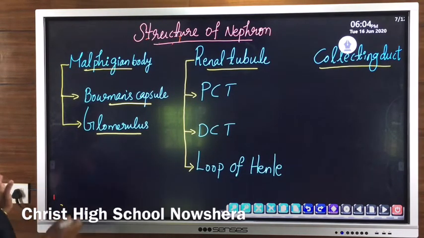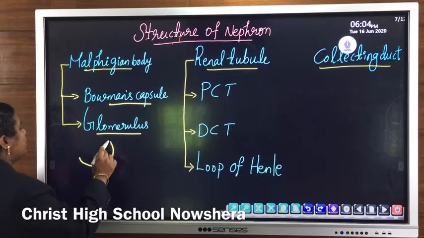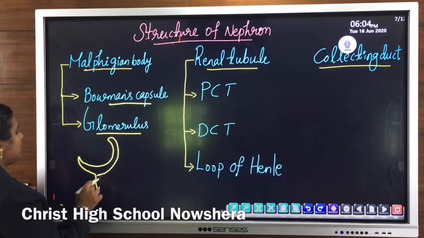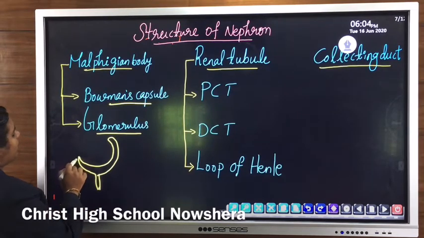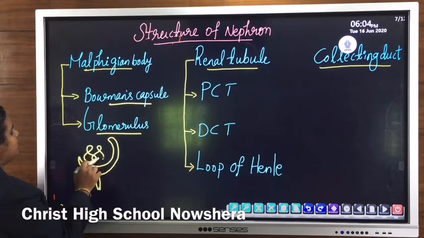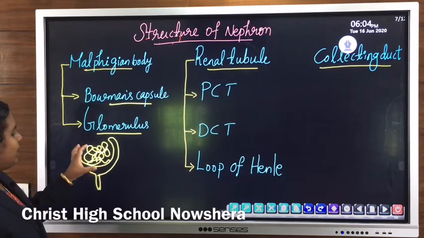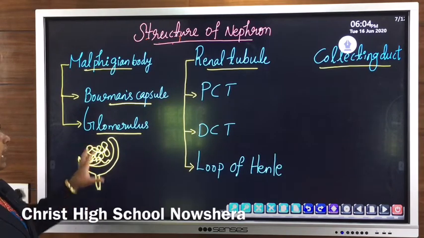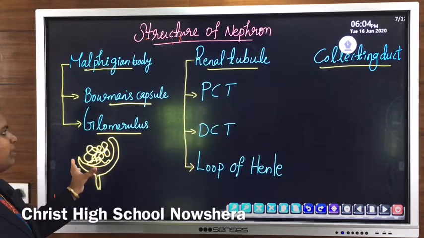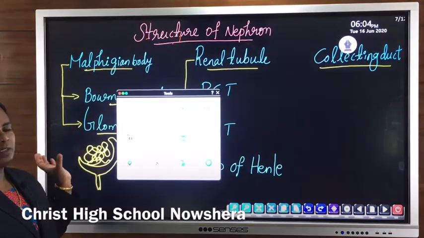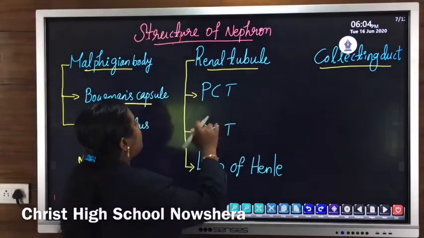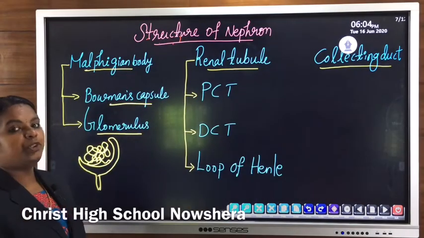Bowman's capsule is a cup-shaped structure. And glomerulus means the blood vessels. The blood vessels present inside the Bowman's capsule are known as glomerulus. Bowman's capsule, the cup-shaped structure, is the beginning part of the nephron. Then the second part is the renal tubule.